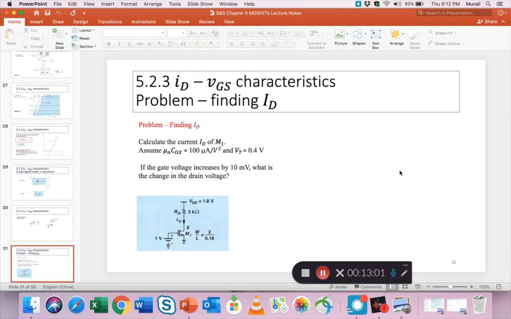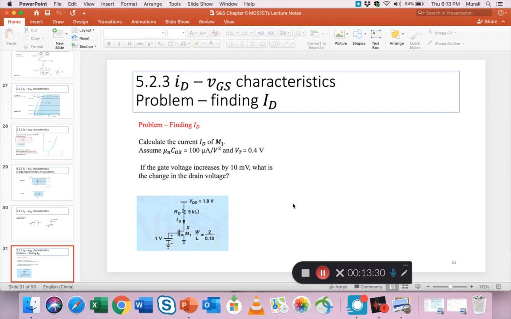Okay, 31. Finally, we have another problem. This is a problem not from our textbook, from somewhere else, but again I felt this was a good introduction to this topic about the ID-VGS characteristics. The problem is, I call it, problem finding ID. You can see that the circuit is drawn in this way.